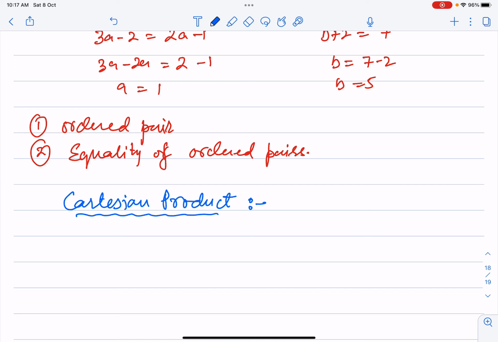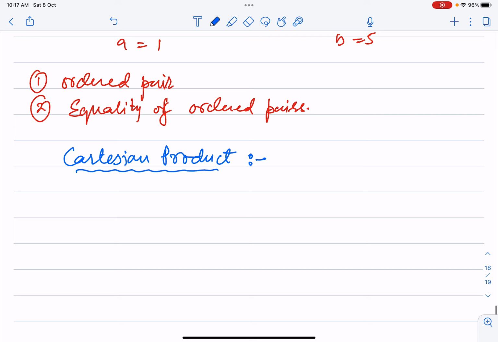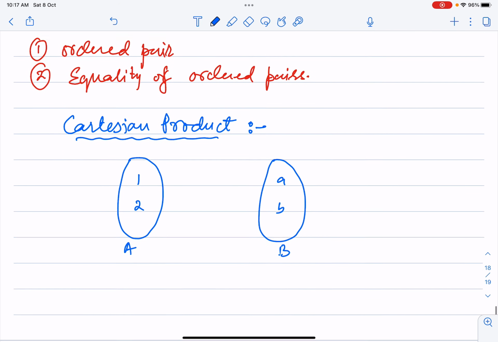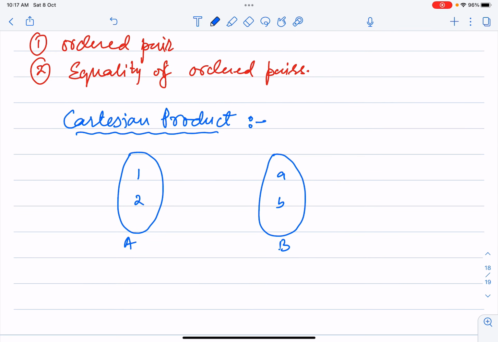So what is Cartesian product? Now suppose I say that there are two non-empty sets A and B. Let's write it over here. Suppose this is A, this is B. Suppose this is 1, 2, and this is a, b. Suppose there are these two sets. Now I want to find the Cartesian product, that is A cross B. Cartesian product is written like this, A cross B.